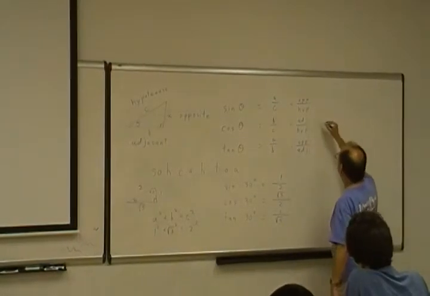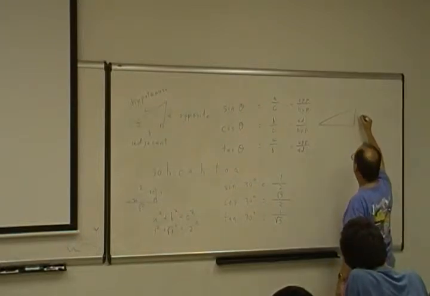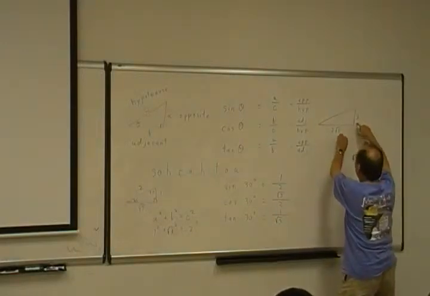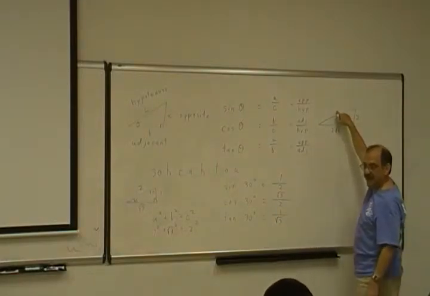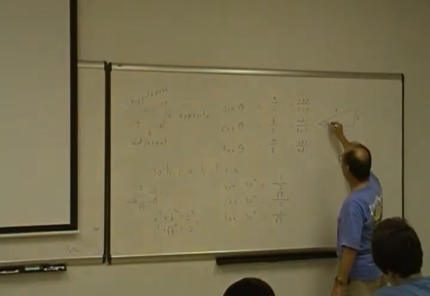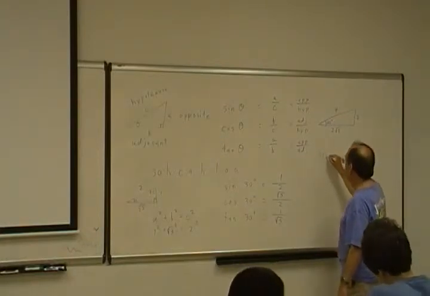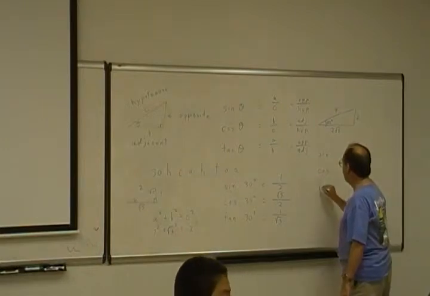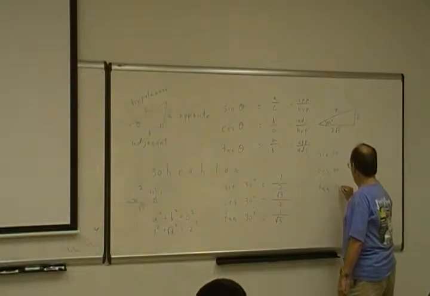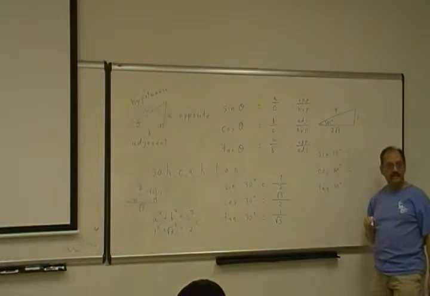Let me draw you another one. This time it is 2 and 2 times the square root of 3. I just doubled both of those sides. What happens to this side? Which is 4. They are similar triangles. This is still a 30-degree angle. So now we have to figure out the sine, cosine, and tangent of 30 degrees using these triangles. Okay?